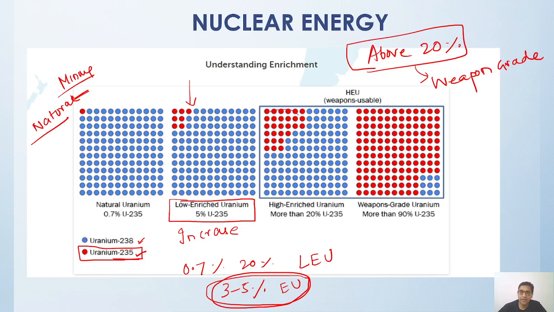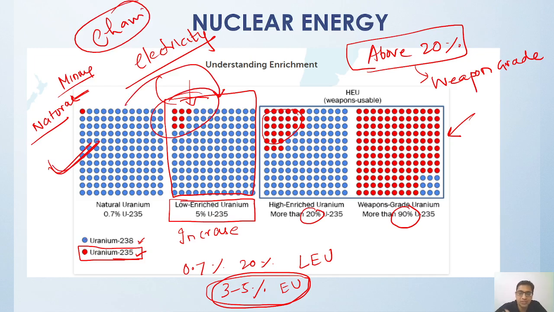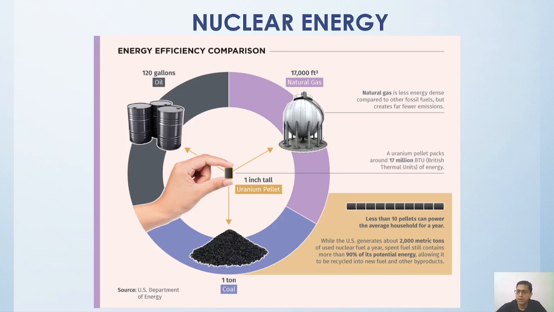Here you can see we have done certain enrichment. Now it is up to 20%, and here we have done more than 90%, and this is the highly deadly weapon grade uranium enrichment. But we only have to work up to here if we are only creating power. Power means electricity. If we want to sustain a chain reaction, naturally we get this and we enrich it to this to get a sustained number of U-235 for a sustained chain reaction.